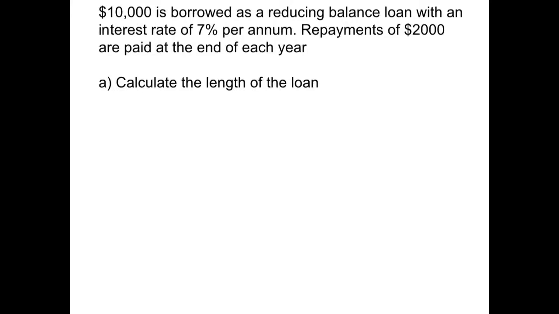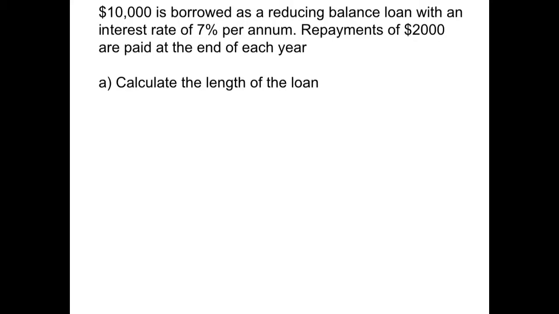In this example, we're going to look at the different calculations that we may be asked to do on reducing balance loans. So here we've borrowed $10,000. Okay, we're told it's a reducing balance loan and it's an interest rate of 7% per annum. We also know we pay $2,000 off at the end of every year.